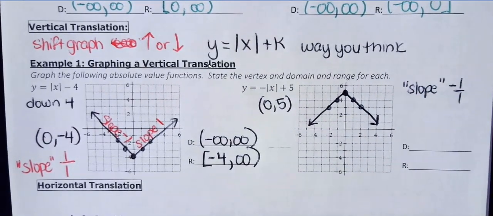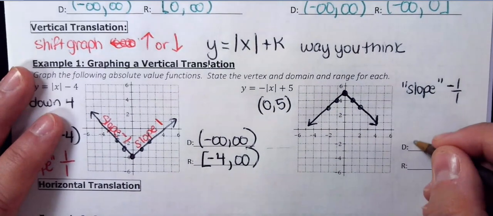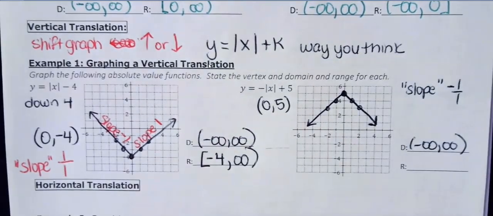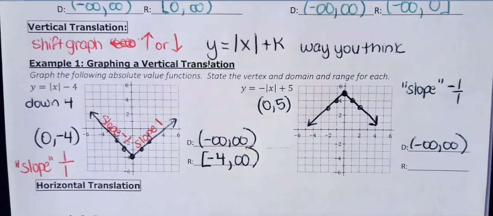Every single graph we're going to do today goes left and right forever. One side goes left forever, one side goes right forever. It covers your whole x-axis. So your domain's going to be from negative infinity to infinity. Can anybody raise your hand, write me the range for this one? What do you think?